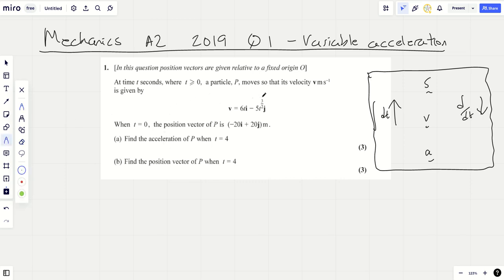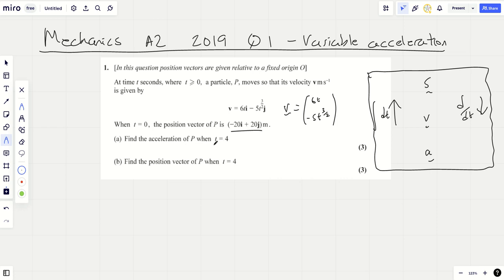So what do we got here? A particle moves, its velocity is given by this. I'm just going to write this in a more convenient format. As you know, I'm a hater of i and j notation. Okay, that's good. When t equals 0, the position vector is minus 20, 20. Okay, that's very important because we've got the velocity and we know the position vector there.